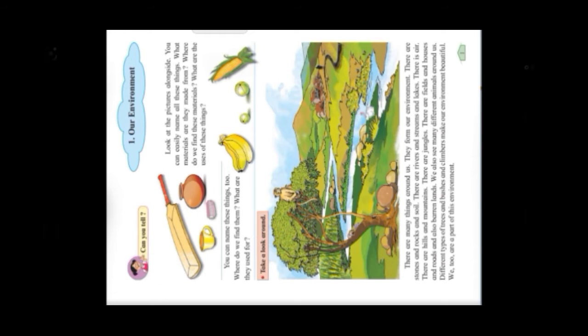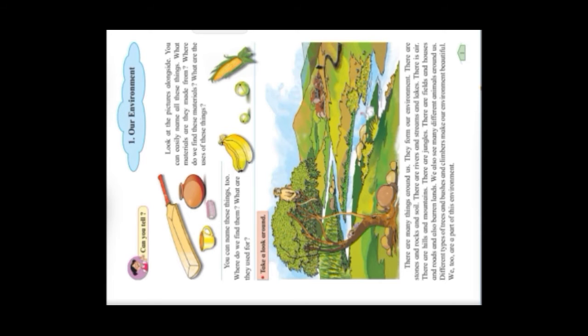Take a look around. There are many things around us. They form our environment. There are stones and rocks and soil. There are rivers and streams and lakes. There is air. There are hills and mountains. There are jungles. There are fields and houses and roads, also barren lands. We also see many different animals around us. Different types of trees and bushes, climbers make our environment beautiful. We too are a part of this environment.